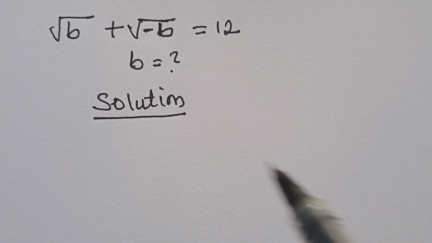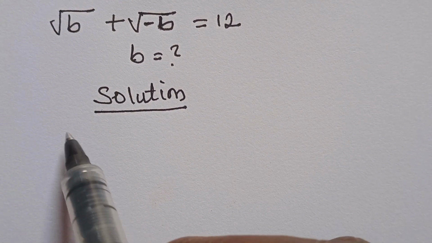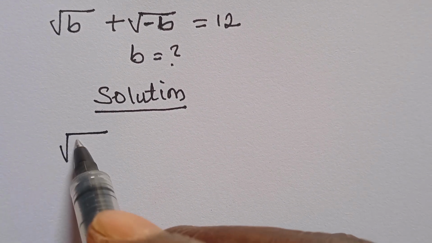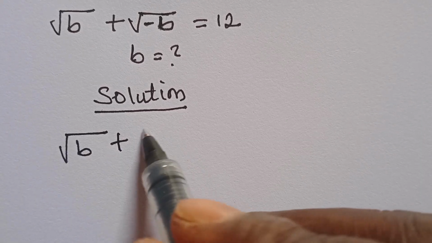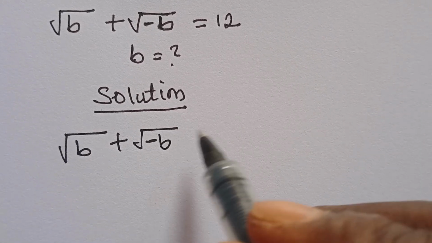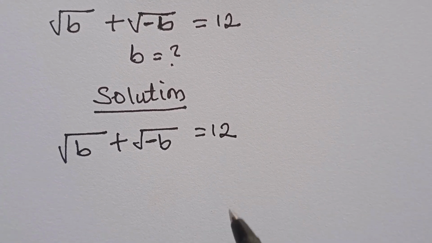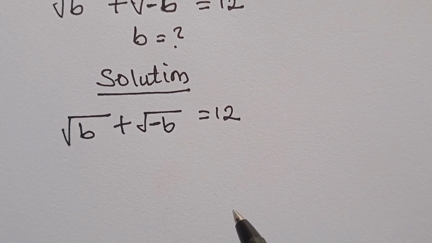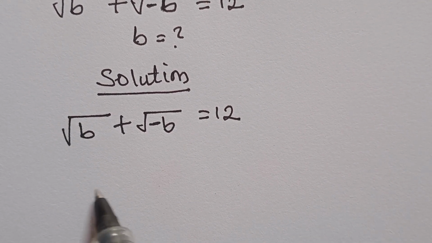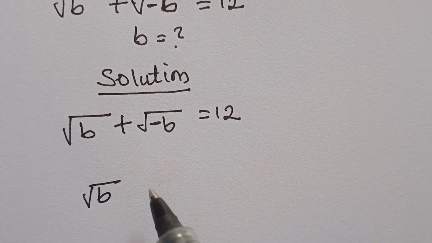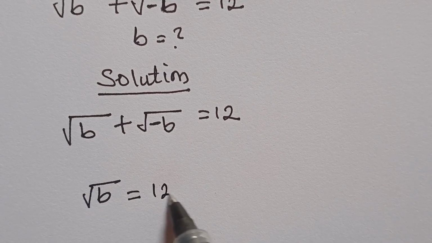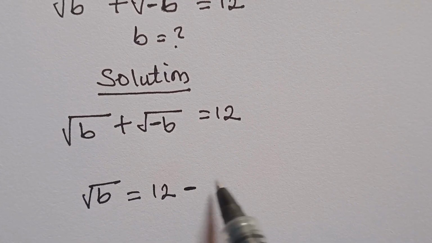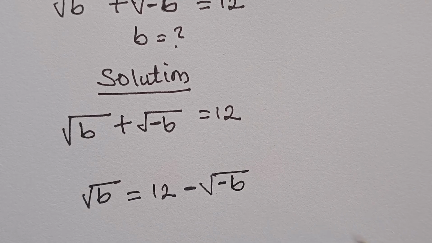We are asked to find the value of b, given that the square root of b plus the square root of minus b is equal to 12. Let's get started. To solve this is somehow logical, but try to watch this video to the end so that you'll be able to know how to solve this kind of square root algebra.